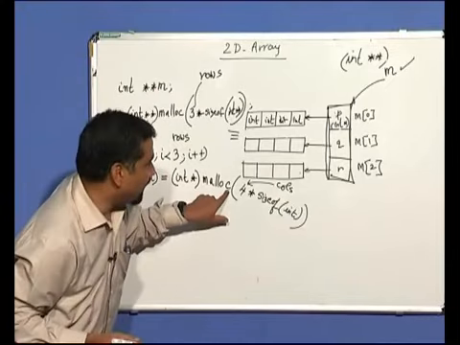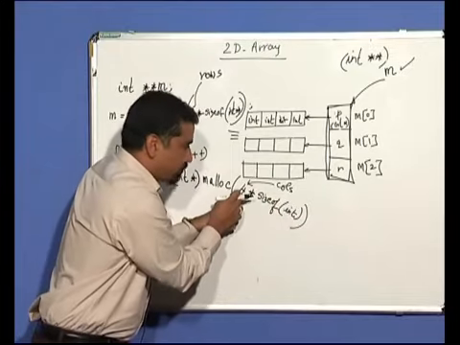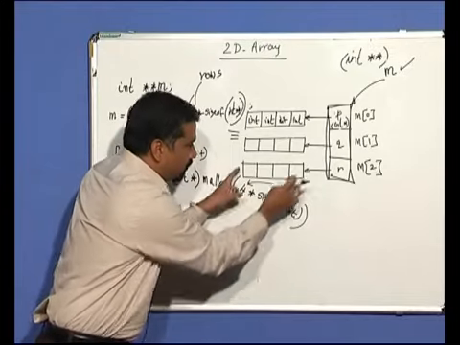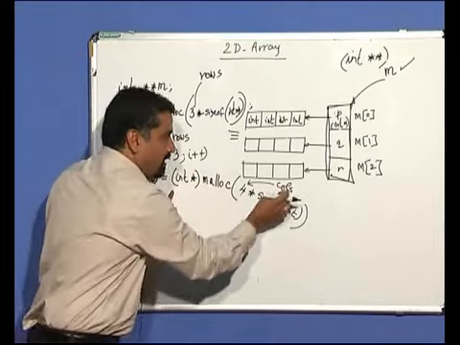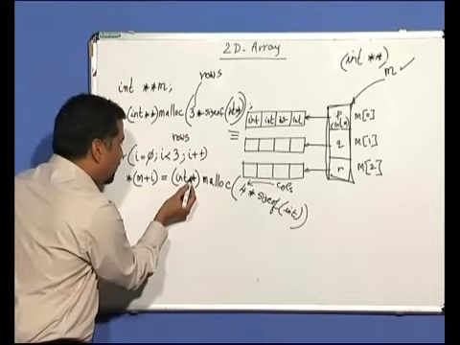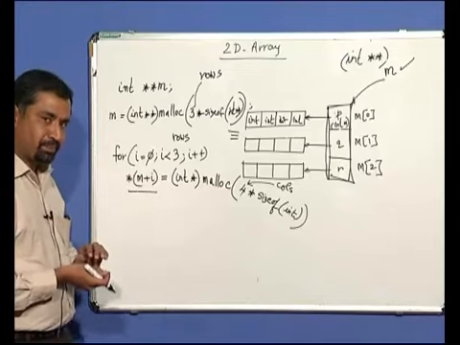So what will malloc calculate now within the bracket? Size of int, because you are allocating integers. How many such? 4. So 4 into 2, 8 bytes will be allocated. A pointer will be returned, that is going to be cast to int star, and it is going to be returned, and this notation you have to understand.